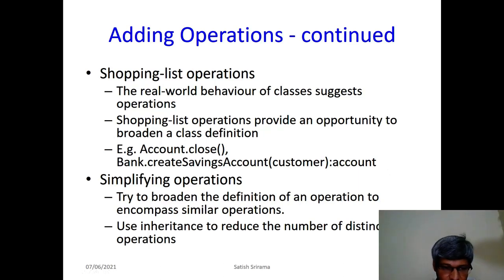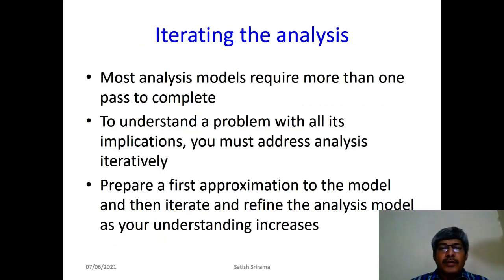Once you have the basic operations, you should be simplifying them. Try to broaden the definition of an operation to encompass similar operations, because you don't want to have too many operations. You can also use inheritance to reduce the number of distinct operations. So you should be taking care of all these things. These are the optimizations. With that, your basic application analysis models will be ready.